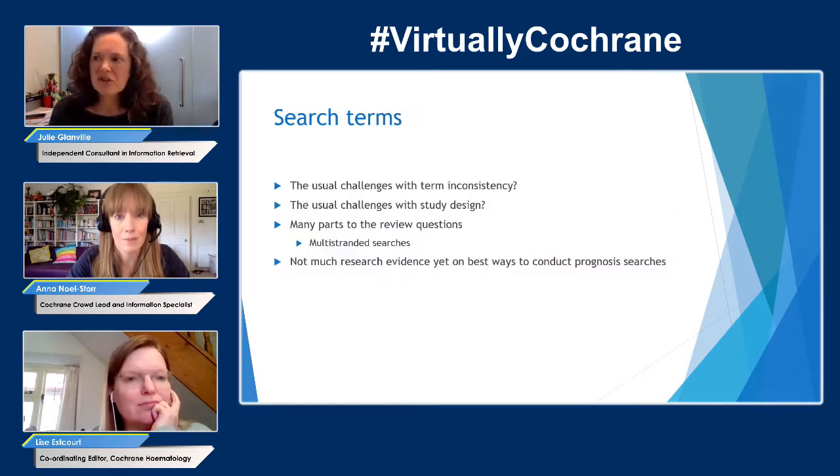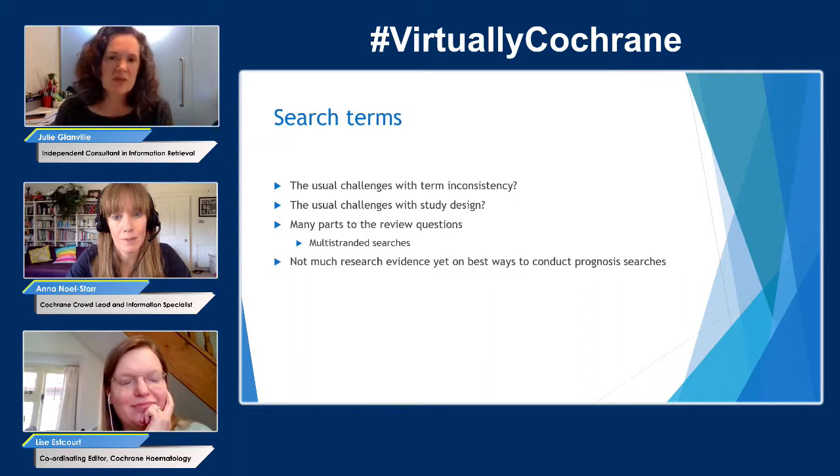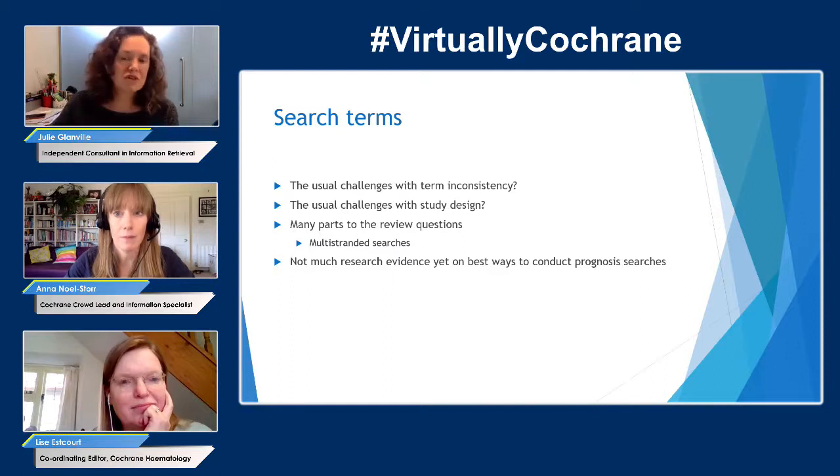With search terms, we face the usual challenges with term inconsistency. I think we have probably even more challenges in terms of term inconsistency for prognosis studies. And we clearly have all sorts of challenges with finding some of the study designs, because the study design terminology is not standardized either. And I think we don't know yet, but I think multi-stranded searches are going to be potentially useful in this field as well, given the fact that a simple two concept combination is unlikely to be sensitive enough. And we need more research in this field. What are effective ways of searching for prognosis studies?